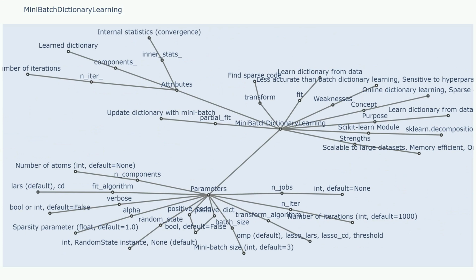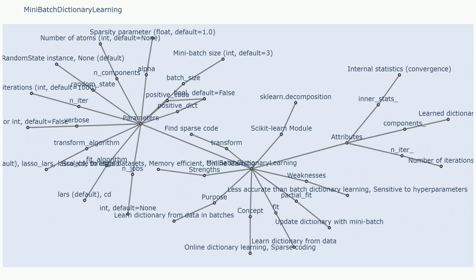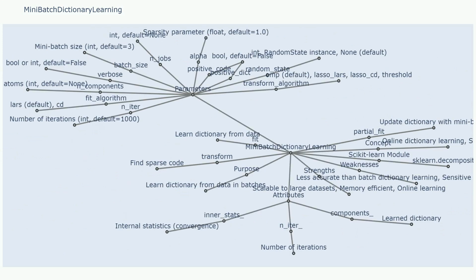2. Algorithm. Mini-batch dictionary learning employs an iterative algorithm that alternates between two steps. Sparse coding. Given a dictionary, the algorithm finds sparse representations of the data points. This is often done using techniques like the lasso (least absolute shrinkage and selection operator) or orthogonal matching pursuit (OMP). Dictionary update. Using the sparse codes obtained in the previous step, the dictionary is updated to better represent the data. This is achieved by minimizing a cost function, typically a combination of the reconstruction error and a sparsity penalty.